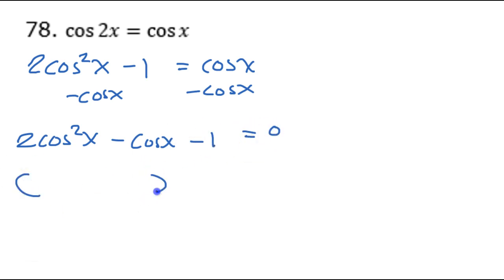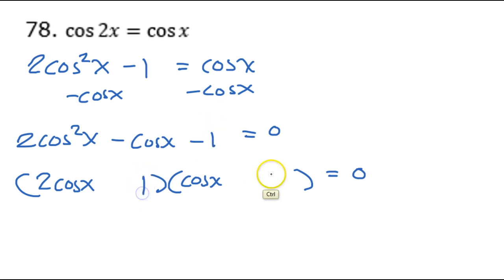This looks like the type of thing that we factor. Start with 2 cosine squared. This will factor as 2 cosine x times cosine x. Skip over to the last term. The number 1 will only factor as 1 times 1.